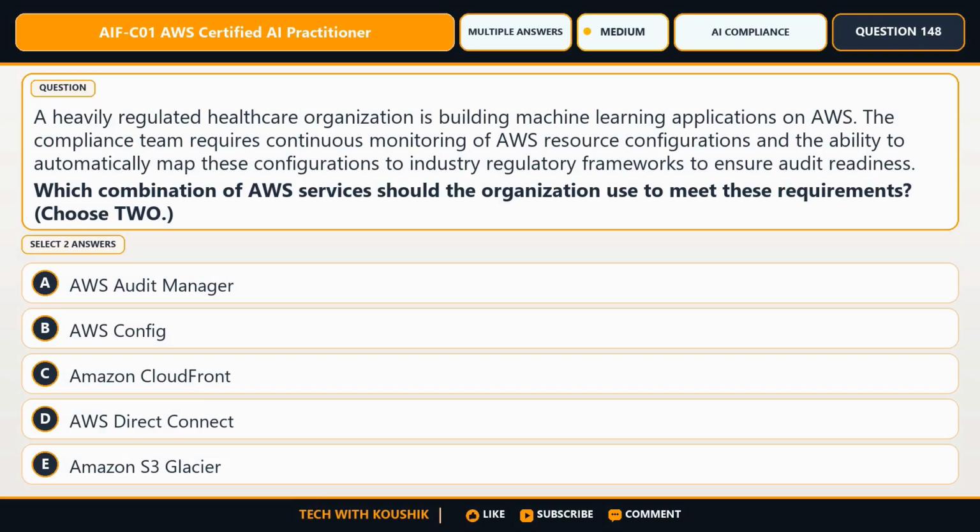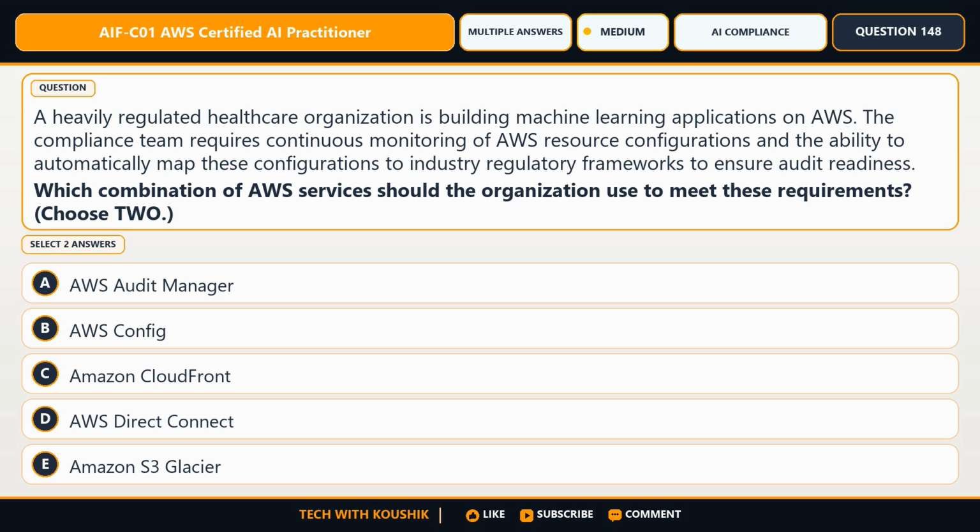Let's analyze question number 148. Read the scenario with the target outcome in mind. A heavily regulated healthcare organization is building machine learning applications on AWS. The compliance team requires continuous monitoring of AWS resource configurations and the ability to automatically map these configurations to industry regulatory frameworks to ensure audit readiness. Which combination of AWS services should the organization use to meet these requirements? Choose 2. Select all answers that satisfy the complete requirement.